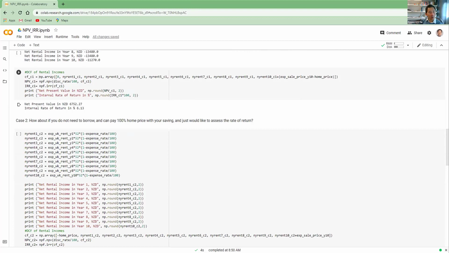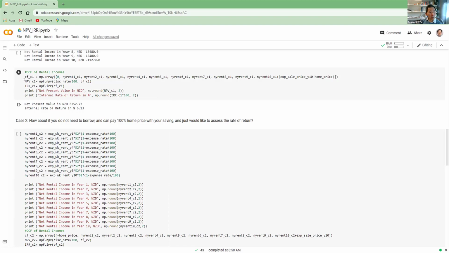I define CF as the cash flow of case 1, C1. Without an initial payment, the first entry is 0, and then every year we have the net rental income, which in this case is negative. At the end of the 10th year, we include the expected sale price, but we have to subtract the repayment of 100% of the home price to the bank. Then we make use of the numpy npf.npv function. It simply requires the discount rate and the cash flow.